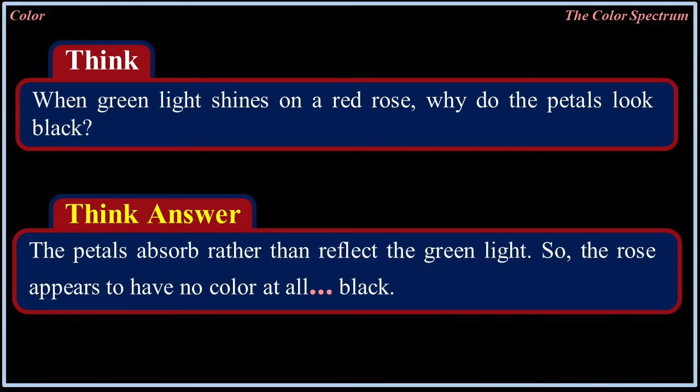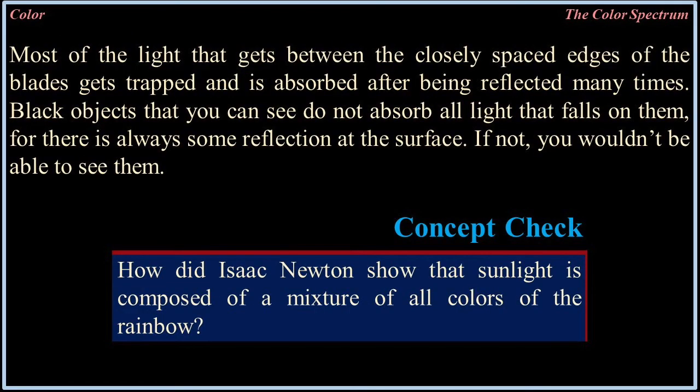The petals absorb rather than reflect green light, so the rose appears to have no color at all: black. Most of the light that gets between the closely spaced edges of the blades gets trapped and is absorbed after being reflected many times. Black objects that you can see do not absorb all light that falls on them, for there is always some reflection at the surface. If not, you wouldn't be able to see them.